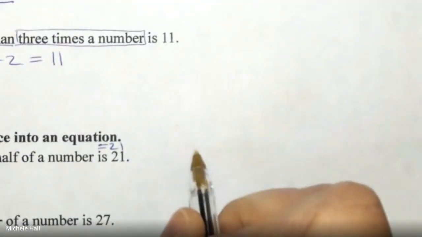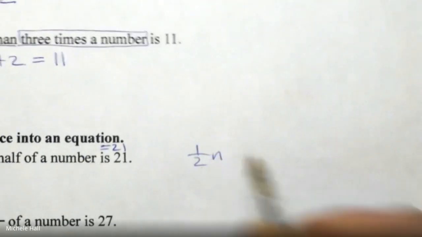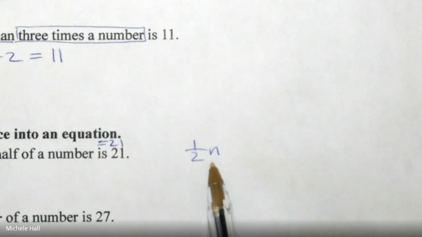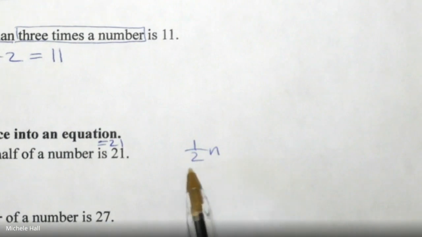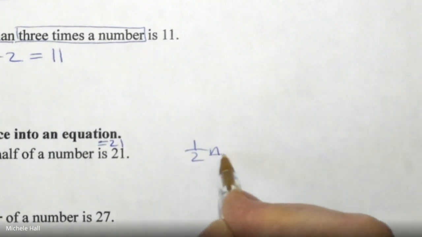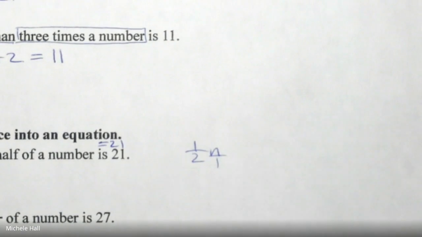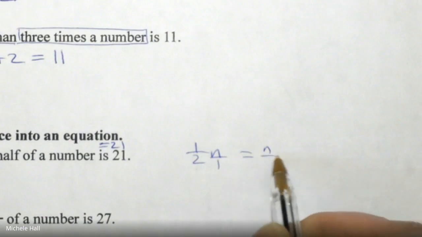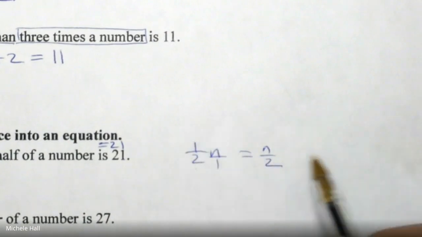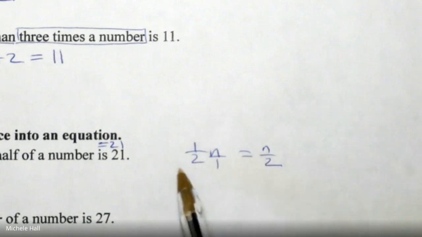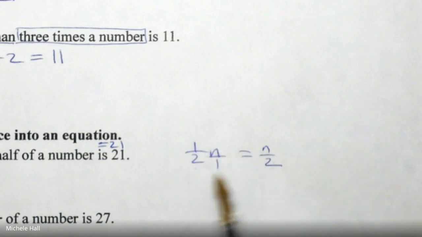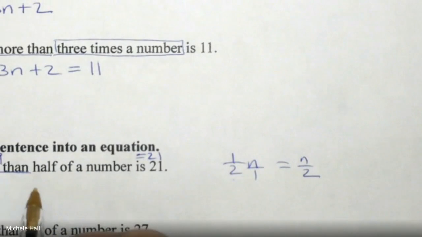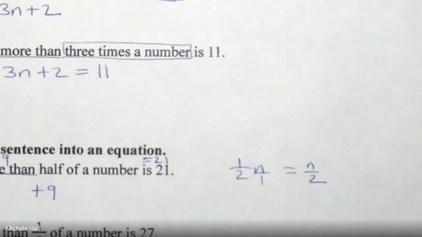If I have 1/2 of a number written like this, how do I multiply fractions? I would make n a fraction, and then when I multiply straight across, I have 1 times n is n, 2 times 1 is 2. That's why either one of these, n divided by 2 or half n, they're the same thing. You can write it either way. All right, so 9 more than, okay, there's 9 more than.